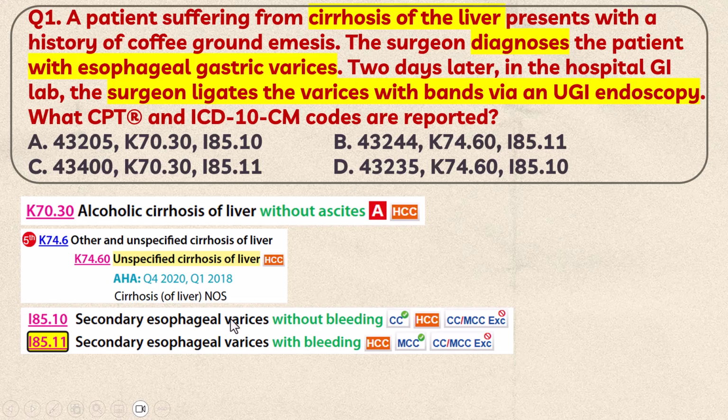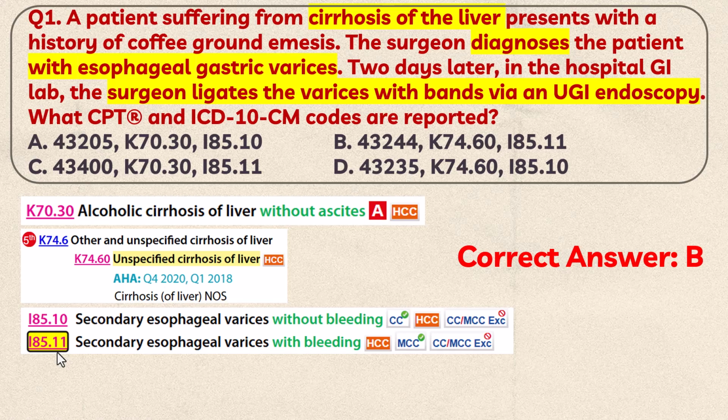I85.10 is secondary esophageal varices without bleeding. I85.11 is secondary esophageal varices with bleeding. So in this case, the patient presents with the coffee ground emesis. Coffee ground emesis means the bleeding. So the code will be I85.11. So the correct answer will be answer B.